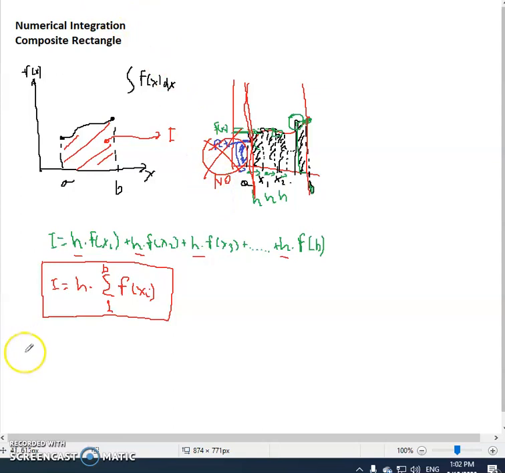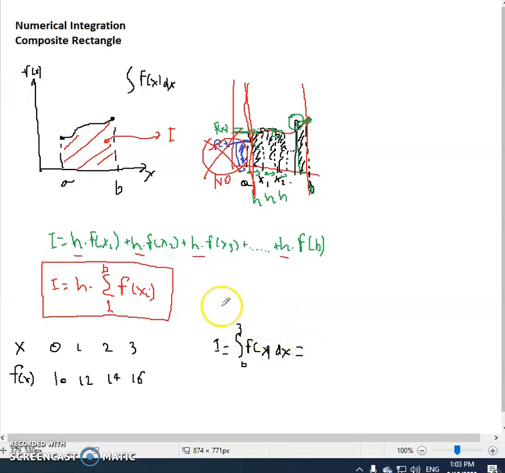Let's have an example. Let's say that our independent variable x is 0, 1, 2, 3, and our dependent variable f of x is 10, 12, 14, 16. And I want to find the integral of f of x dx starting from 0 all the way to 3.